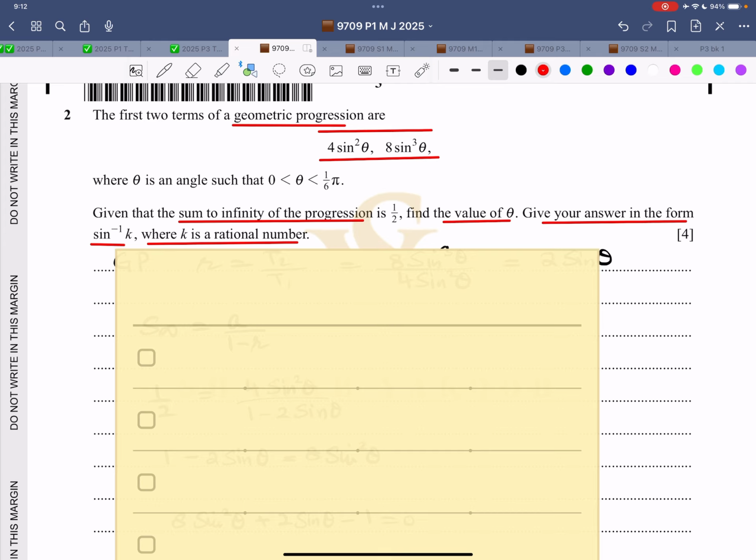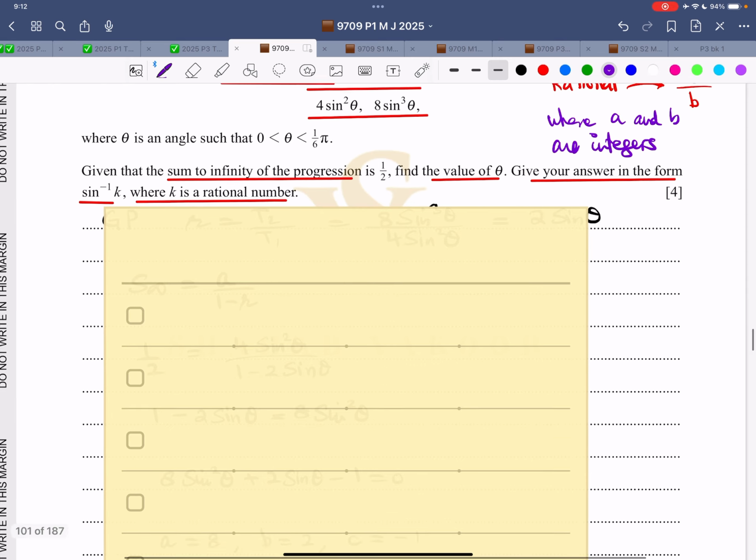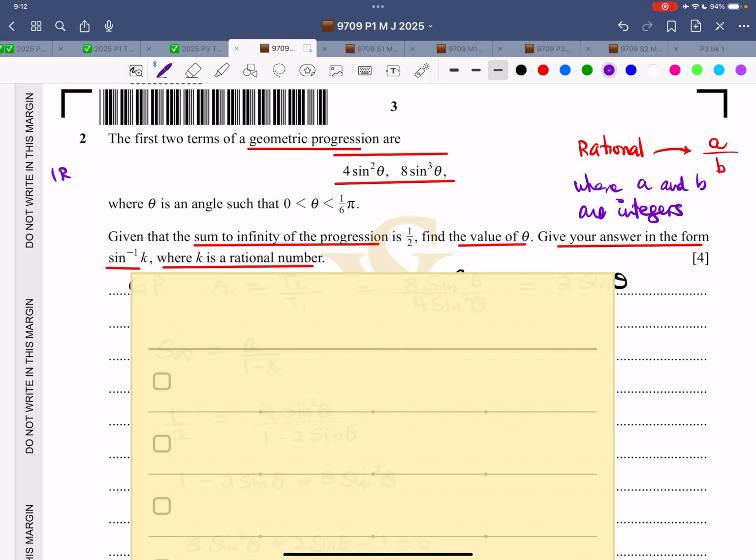Now, first of all, when we use the term rational, that means it can be written as a fraction based upon 2 integers, where a and b are integers. So that is rational. And the word irrational, if we use in mathematical terms, that cannot be expressed in this form. For example, square root 2, square root 3, square root 5, pi, e, that we will use in P3.